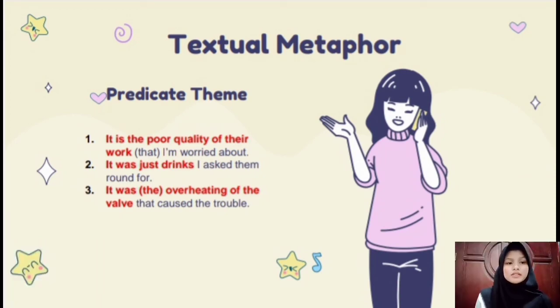The point of departure of the clause is the dummy it, and it wants to serve the poor quality of their work as the news in the clause. If we make the clause an ordinary clause, then the poor quality of their work serves as theme and given information in the clause and remains unemphatic. The predicated theme, by using the dummy it, has a function to help the writer emphasize certain information. The function of dummy it in the predicated theme also applies to other examples.